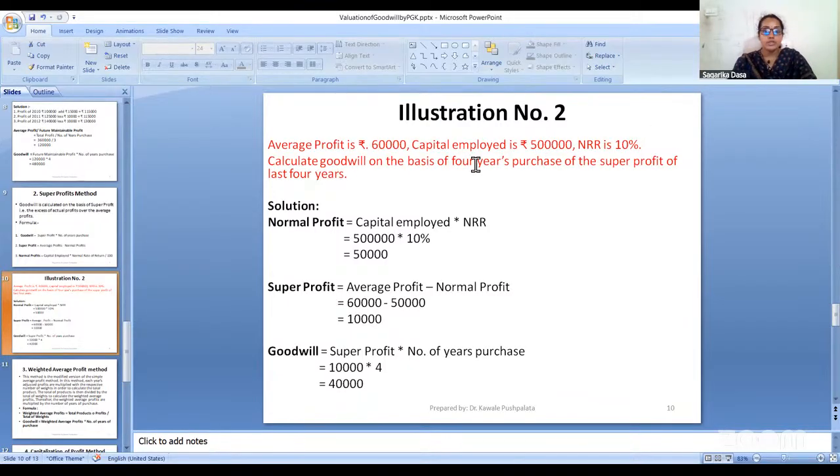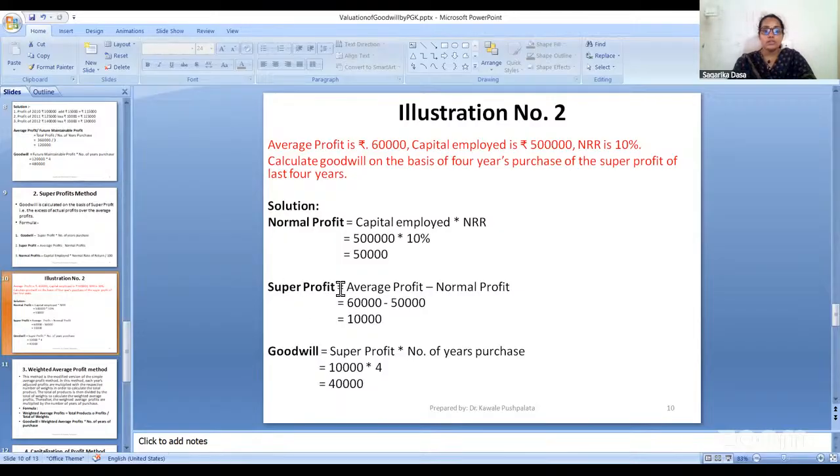Calculate goodwill on the basis of 4 years purchase of super profits for the last 4 years. First, we have to calculate normal profit. Normal profit is equal to capital employed into normal rate of return. Capital employed is 5 lakhs. So 5 lakhs into normal rate of return of 10% is 50,000.